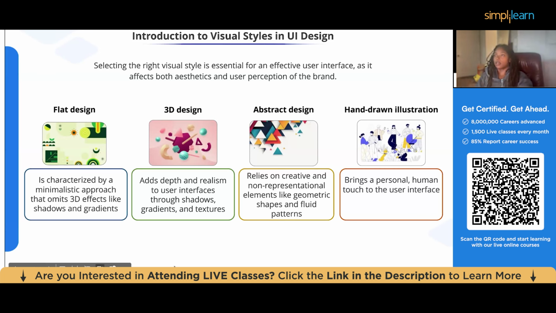And to zoom in a little bit here, I don't know if you can see that a little bit larger now. Flat design is characterized by a minimalistic approach and omits 3D effects like shadows and gradients, and truly the graphics and elements that you're using are flat to the page. 3D design adds depth and realism to user interfaces through shadows, gradients, and textures, while abstract design relies on creative and non-representational elements like geometric shapes and fluid patterns. And then you have hand drawn illustrations, which brings a personal human touch to the user interface.